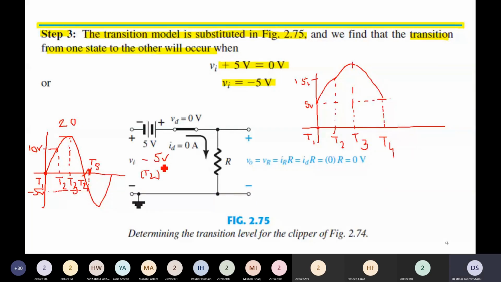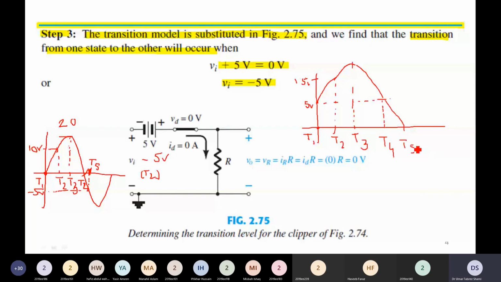This minus 5 volt in series with the positive 5 volt will create a 0 volt at the anode terminal of the diode. Therefore, the net voltage being applied to the diode is 0 volts. Hence, at time t5, the output voltage is 0.